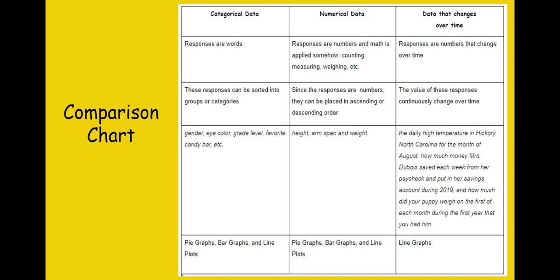And then your last row, just the different ways they are displayed. If you notice, we actually display categorical data and numerical data in the same format. We would use pie graphs, bar graphs, and line plots. The difference would be this data that changes over time, and we use line graphs for that.